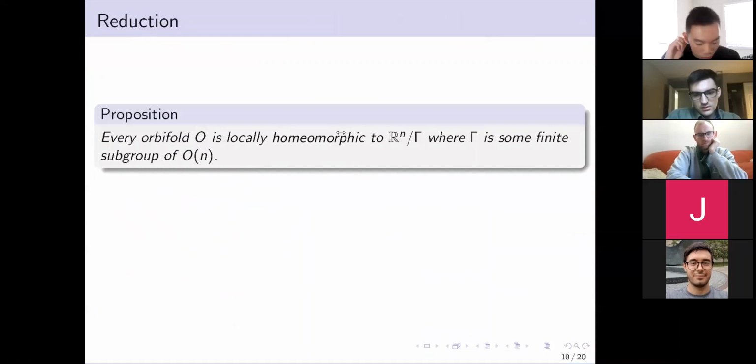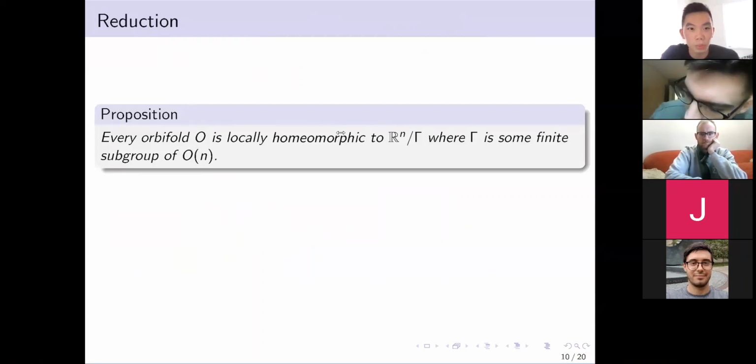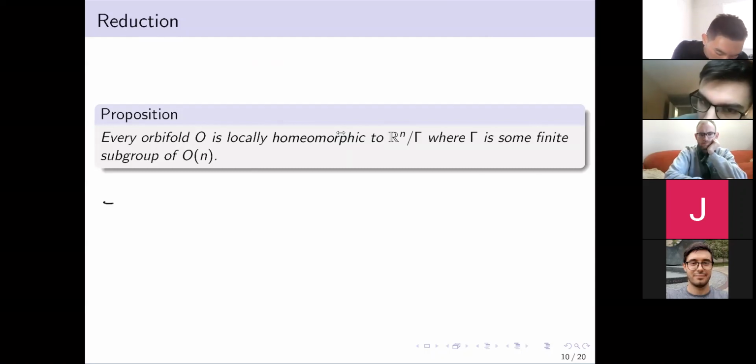There's a reduction statement over here that basically states that the isotropy groups can be seen as just finite subgroups of the orthogonal group O(n). So this will help us reduce our analysis of what kind of groups actually appear locally. This statement requires a bit of Riemannian geometry. It kind of goes along like this in the proof.